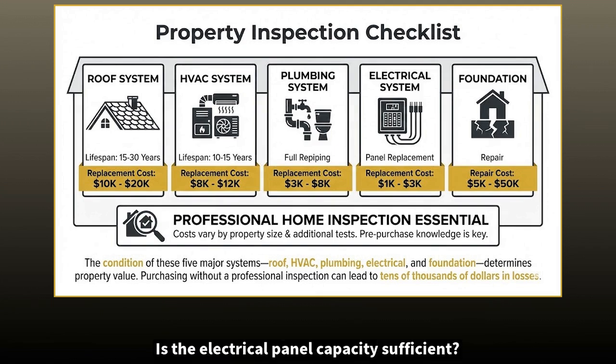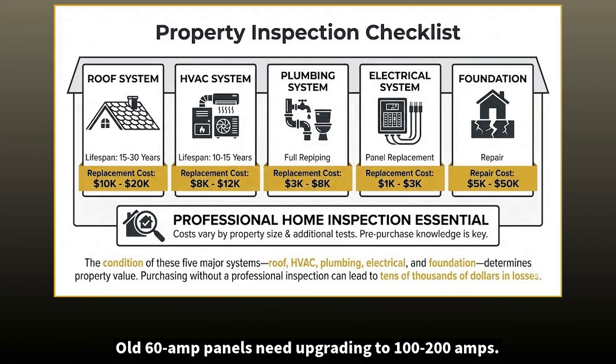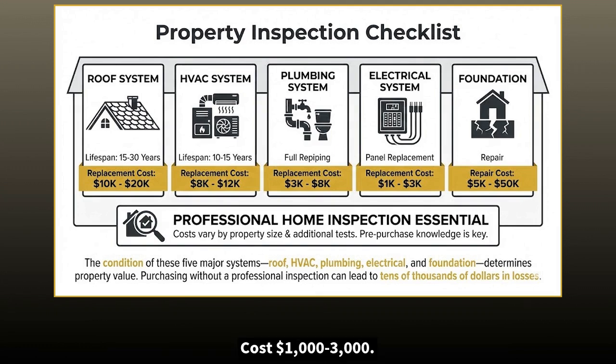Fourth, electrical. Is the electrical panel capacity sufficient? Old 60-amp panels need upgrading to 100 to 200 amps. Cost $1,000 to $3,000. Fifth, foundation. Cracks, tilting, water intrusion. Foundation issues are the most expensive. Repair costs from $5,000 to over $50,000.